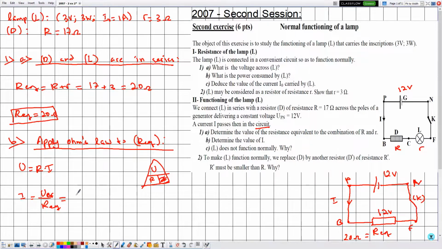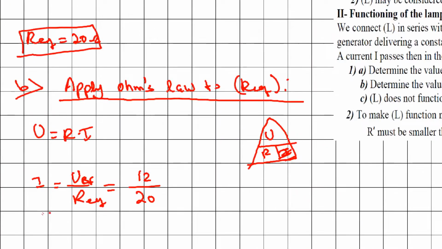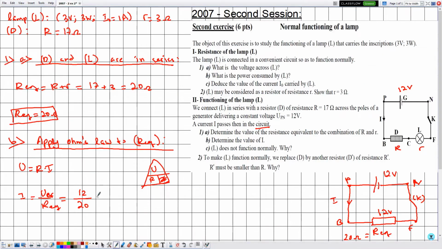Now the value of U_BF is equal to 12 and the value of R equivalent is equal to 20. Because both of them are in the SI, the value of I will be in the SI, which is amperes. Plugging this on the calculator will give me 0.6 amperes. Then I is equal to 0.6 amperes. Now in part C they are telling me L doesn't function normally.